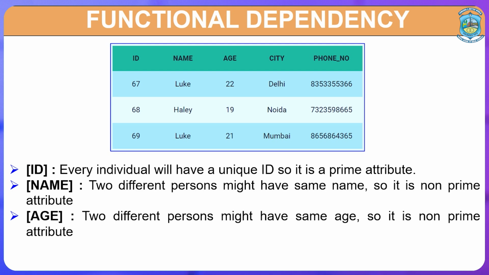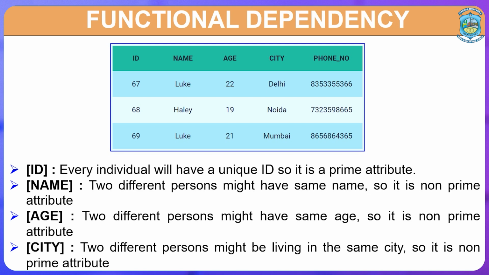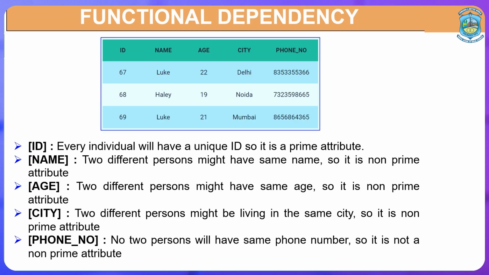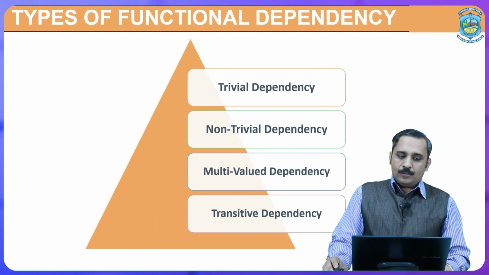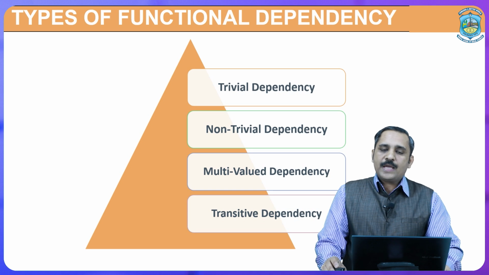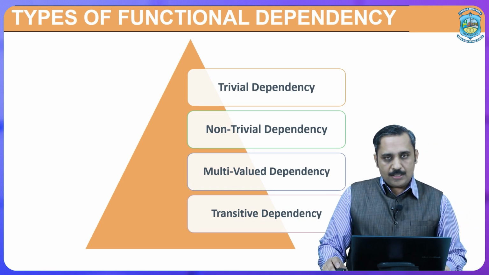A prime attribute doesn't have any repetitions in its values. City: two persons might be living in the same city, so it is also a non-prime attribute. Also phone number. Generally we believe that no two persons will have the same number, but there may be chances that they share the same number, so it is a non-prime attribute. Hence in this table we only have one prime attribute and the remaining 4 are non-prime attributes. Coming to the types of functional dependencies, we have 4 types in general.